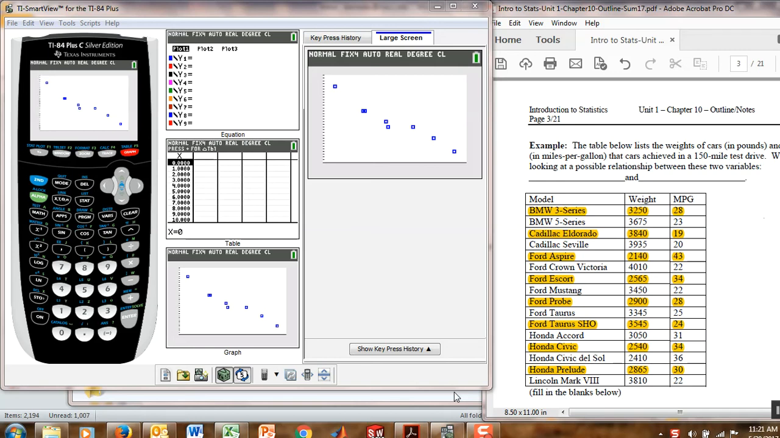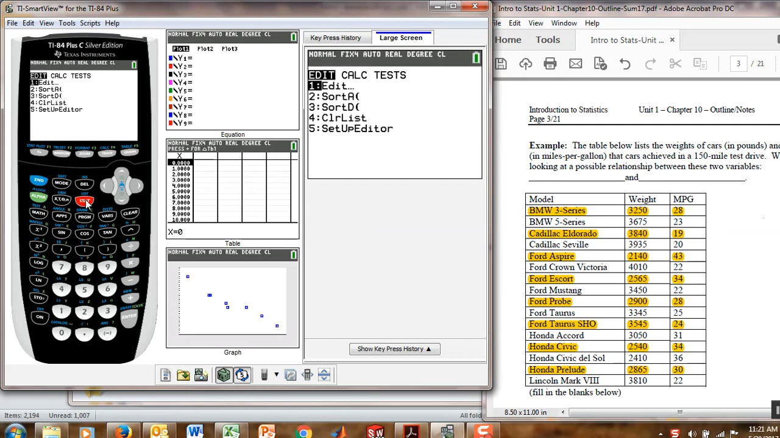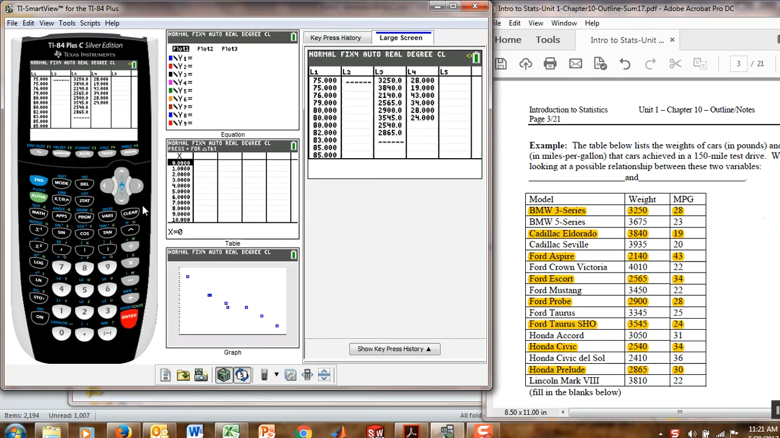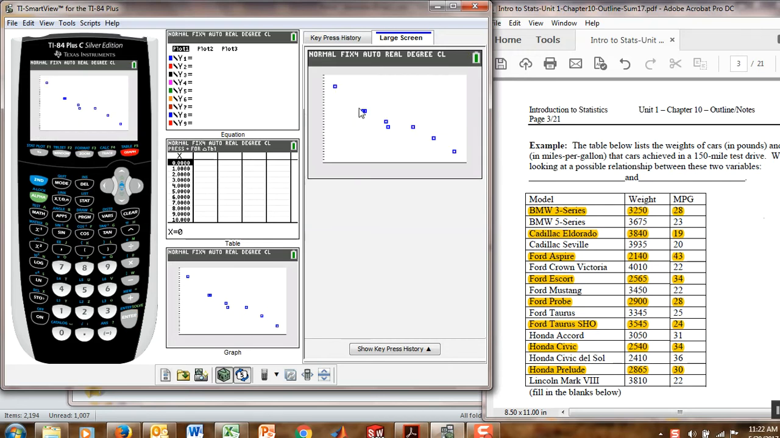I'm going to continue on with the data that we entered in the last video, looking at the weight of vehicles versus their miles per gallon. And if we go back to stat and we look at the data, I've entered this highlighted data into L3 and L4. L3 is the weight, L4 is the miles per gallon. And we had graphed it, and we have something that looks like this.